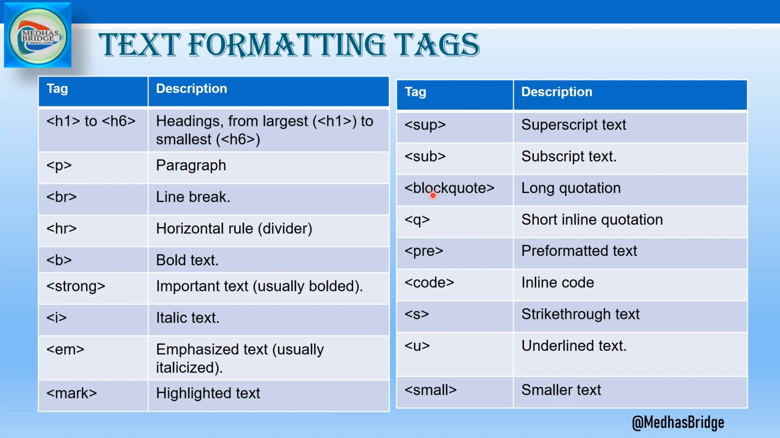For long quotations, we use blockquote as a tag. Okay, this is a short inline quotation: Q means that. Okay, preformatted text, pre, code, inline code. Okay, strikethrough text, yes. U means underlined text. Small means smaller text. So all these, when you see the short note of each tag, what it does, that tells me these tags are helpful for formatting the text in the web page.